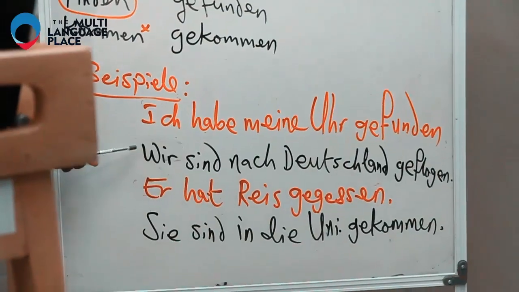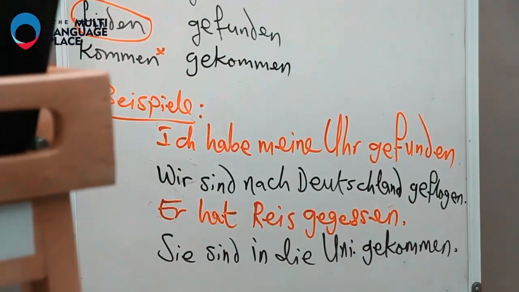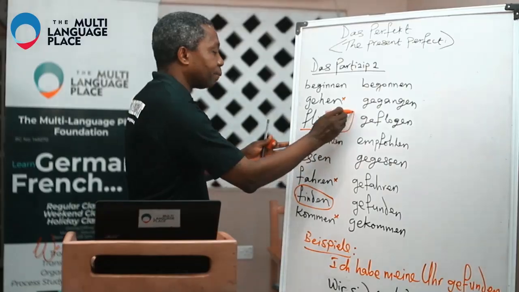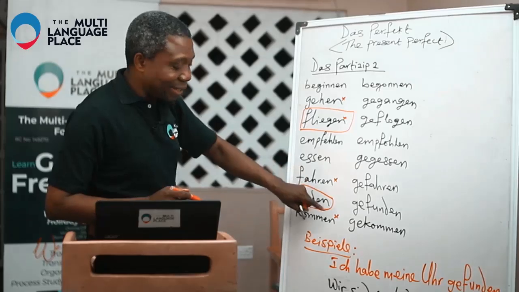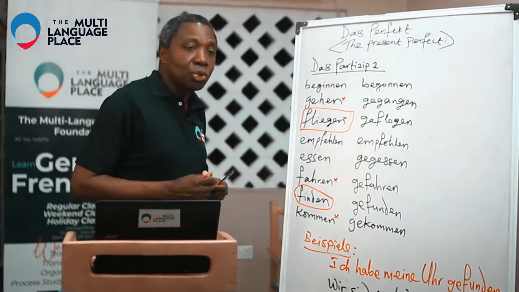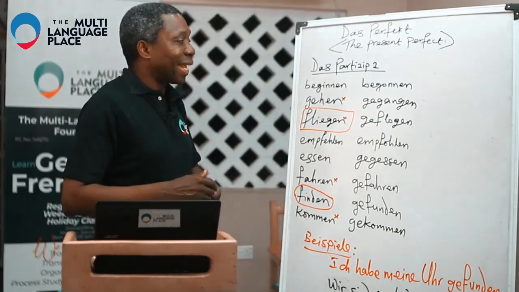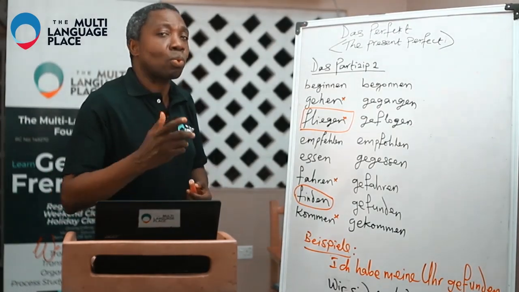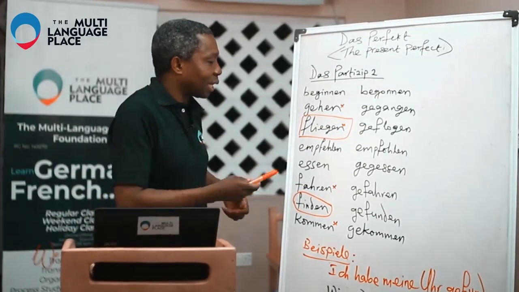Secondly, we have the second example. I pick the verb fliegen. If you look at the verbs that I starred, these are the ones for which you use sein to build their present perfect, their perfect tense. Why? Because they are verbs of movement. Let's look at that.